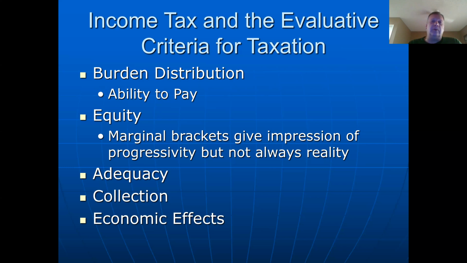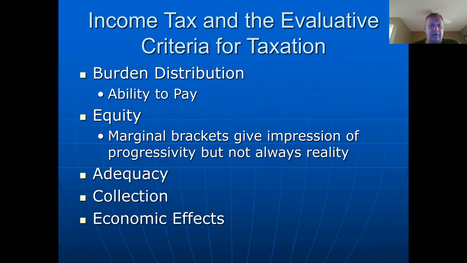So the income tax, in terms of its evaluative criteria for taxation, again, burden distribution, it's an ability to pay type of tax. And we determine your ability to pay based upon your income levels. With equity, it gives the impression of being more progressive in nature because of these marginal tax brackets, because of the circuit breakers that we talked about. But also, as we mentioned, a lot of those circuit breakers are more accessible for people from higher income levels. And so sometimes the progressivity that we see with the income tax is a mirage, and it's more rhetoric than it is reality.